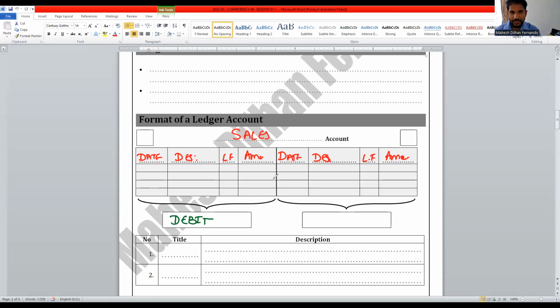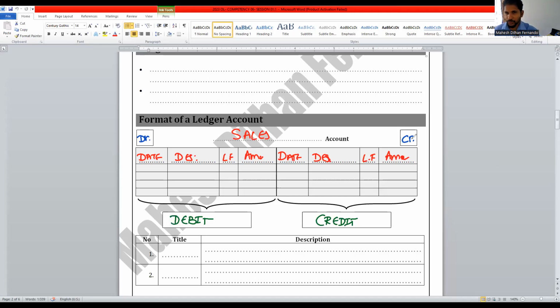Always remember the left hand side of the ledger account is the debit side and the right hand side is the credit side. And another thing, whenever you prepare the ledger account, it is better to show that this is the debit side with DR. You don't write debit, just write DR. And on this side, you have to write CR for credit.